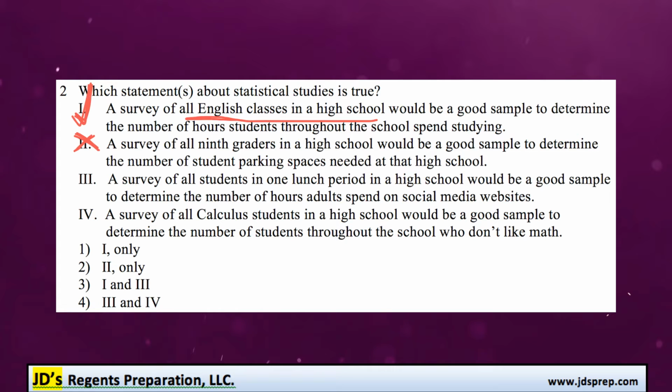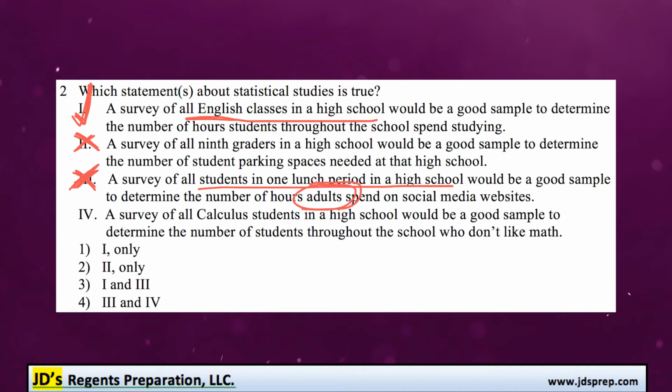Number 3, a survey of all students in one lunch period in a high school would be a good sample to determine the number of hours adults spend on social media websites. Well, here's the problem. We were asking students in a high school how many hours adults spend on social media websites. High school kids aren't adults, so that's not an accurate group to ask that question. That just does not make sense.